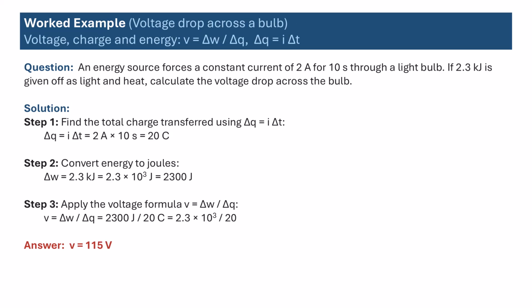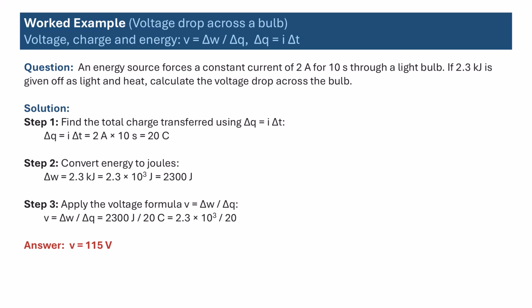This worked example applies the definition of voltage, also known as potential difference or electromotive force, to a practical circuit element, a light bulb. Voltage is defined as the energy transferred per unit charge. The formula is V equals delta W divided by delta Q, where V is the voltage in volts, delta W is the energy in joules, and delta Q is the charge in coulombs.